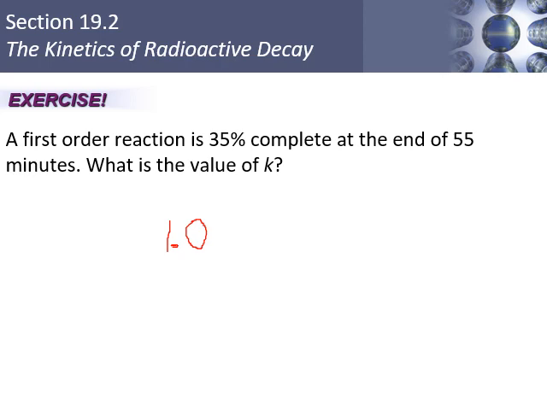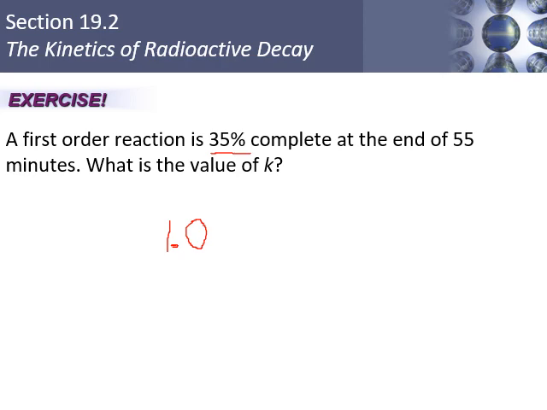And now it's 35% complete at the end of such and such an amount of time. So what do we have to do here? And then it wants to know the value of k. I don't really want to take the time to write this out, so I'll just say it: logarithm of n sub t equals minus kt plus the logarithm of n naught.